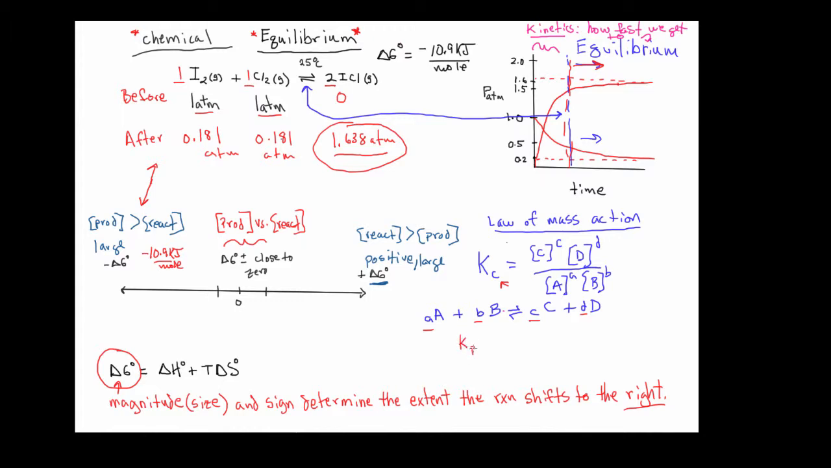And the Kp is defined exactly the same way as a Kc, except that we're going to define this ratio in terms of partial pressures. So how this would look different would be in the following way. It would be partial pressure of C raised to the C power times the partial pressure of D raised to the D power, divided by partial pressure of A raised to the A power times the partial pressure of B raised to the B power. And again, the subscript P here is because we're in units of partial pressures.